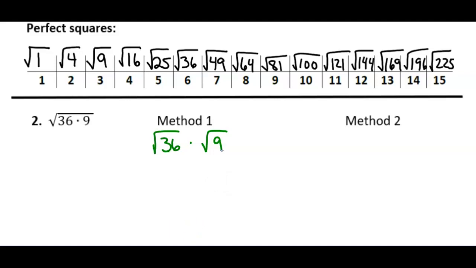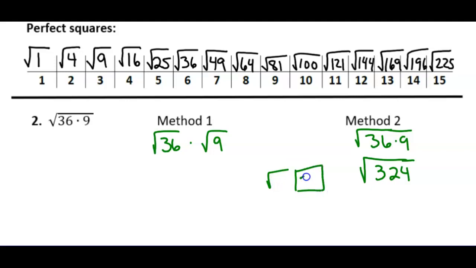Or you could take that original problem and actually do that multiplication. What is 36 times 9? Well, it's 324. Now, the thing I need to do is use my calculator, because I don't have perfect squares all the way up to there. Use your calculator, and you're going to press the radical symbol, and then 324, and then the equal sign. Okay? So that's what you're going to enter.